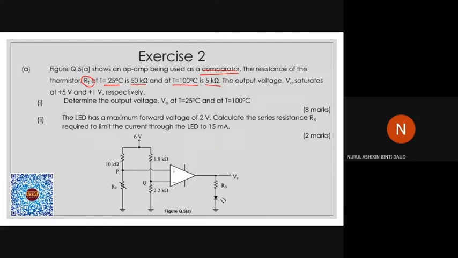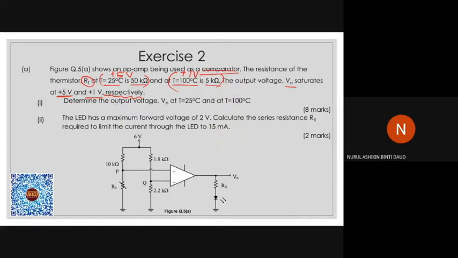So the output voltage VO saturates at 5 volts for these conditions. Okay, it saturates at positive 5 volts and positive 1 volts at these conditions. Okay, why do I know like this? Because they said respectively. Okay, I think this is based on this language. Yeah, so when they say respectively, it means that this value refers to the first condition and this value refers to this condition. Okay, so be careful as well. Yeah, jangan terbalikkan dia and then jangan pening pula which one is which one.